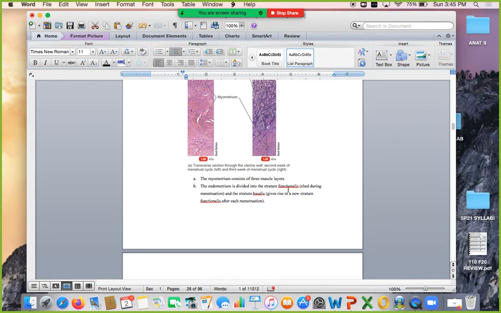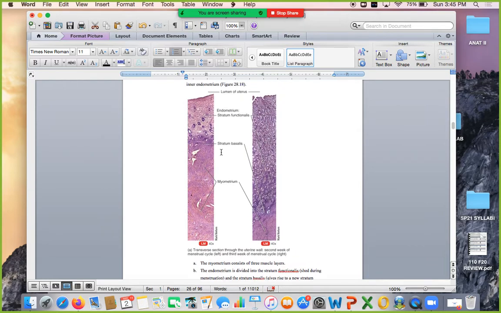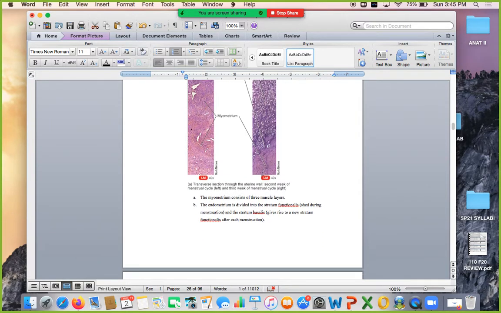Now we have 2 different sections. The stratum functionalis, which is going to be shed and sloughed off, and the stratum basalis, which is going to remain throughout the entire monthly cycle and is going to be used to create the new stratum functionalis. Right, so that basalis is used to create the functionalis.